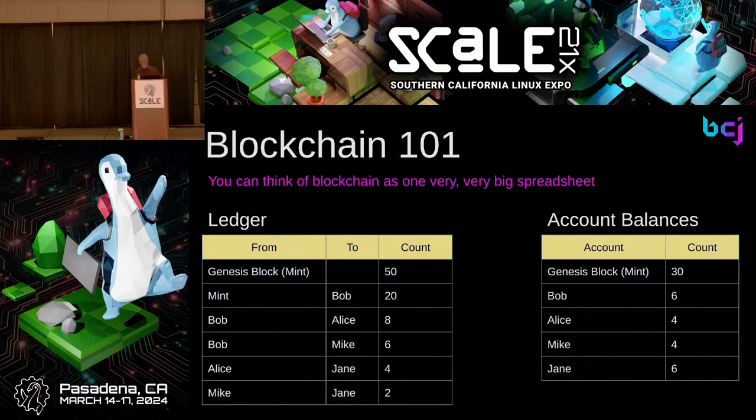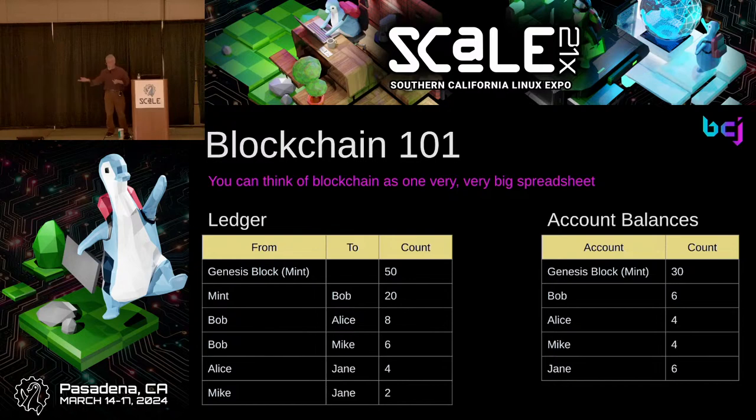Okay, so going back to this notion of a block being an Excel spreadsheet, there are just rows. There are billions and billions of transactions. If you can see the ledger, another term for a blockchain is a distributed ledger, DLT. So you can see on the left side, Bob mints 20. Actually, Bob doesn't mint 20. There's what's called the Genesis mint. I'm like the US Treasury.